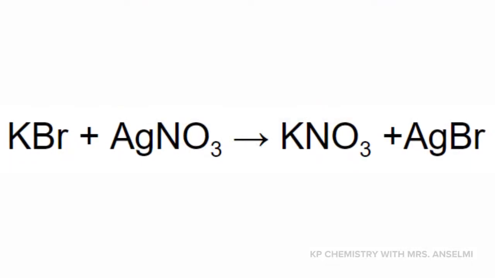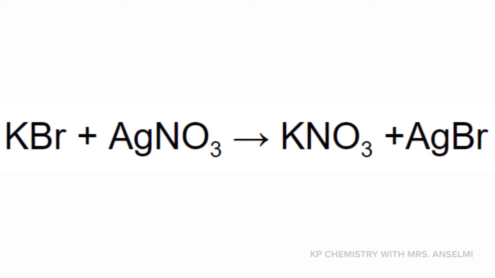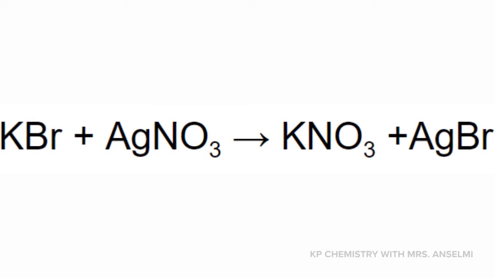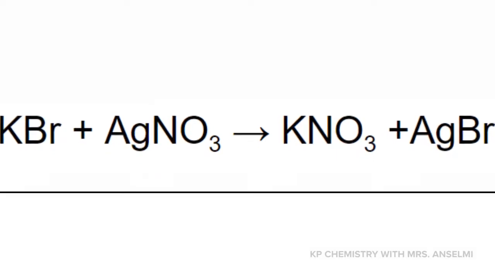Here's an example of a double replacement reaction. Potassium bromide plus silver nitrate yields potassium nitrate plus silver bromide. The cations potassium and silver swap anions bromide and nitrate.